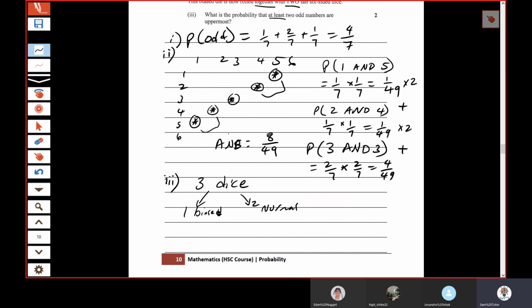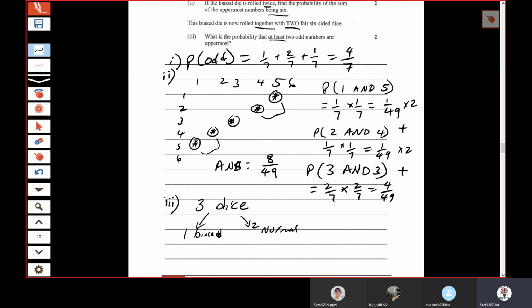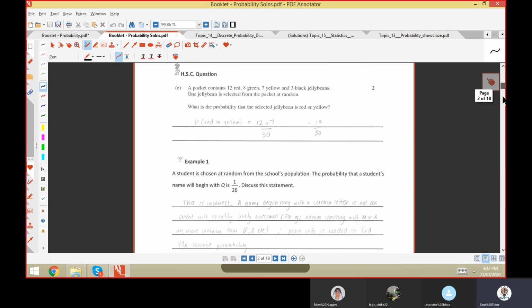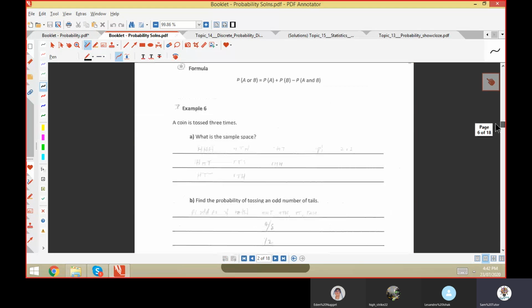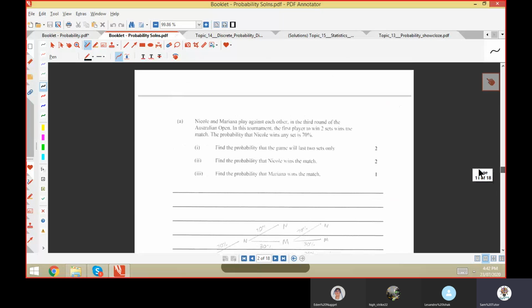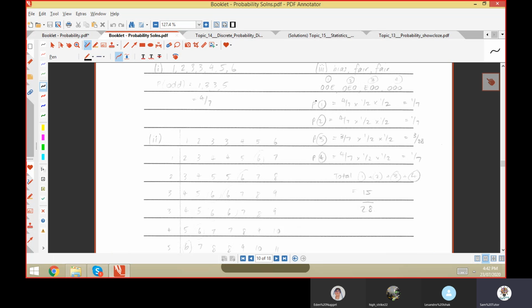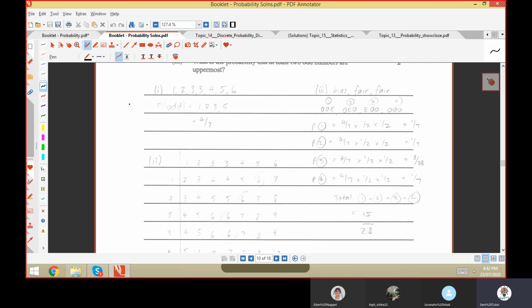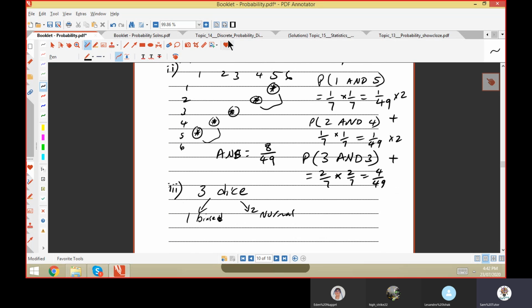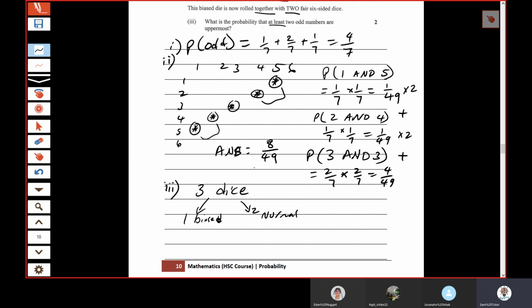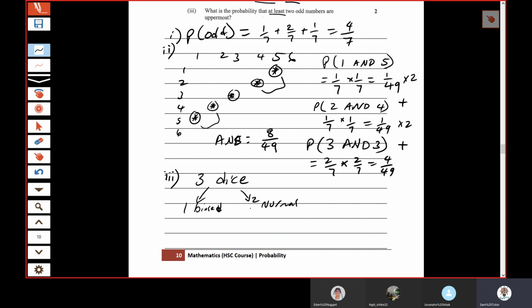All right. I know how I would do it, but is it the quickest way? Let me have a quick look. Yep, it is the quickest way. Odd, odd, even. Can't do anything. Let's do it. So three dice, one biased, two normal.